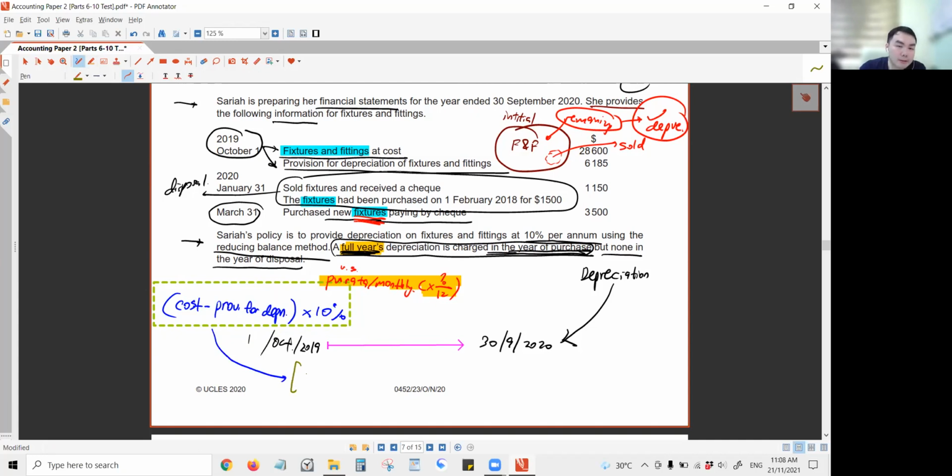We find the cost first. Cost of the NCA you have to charge depreciation for. You begin with 28,600.